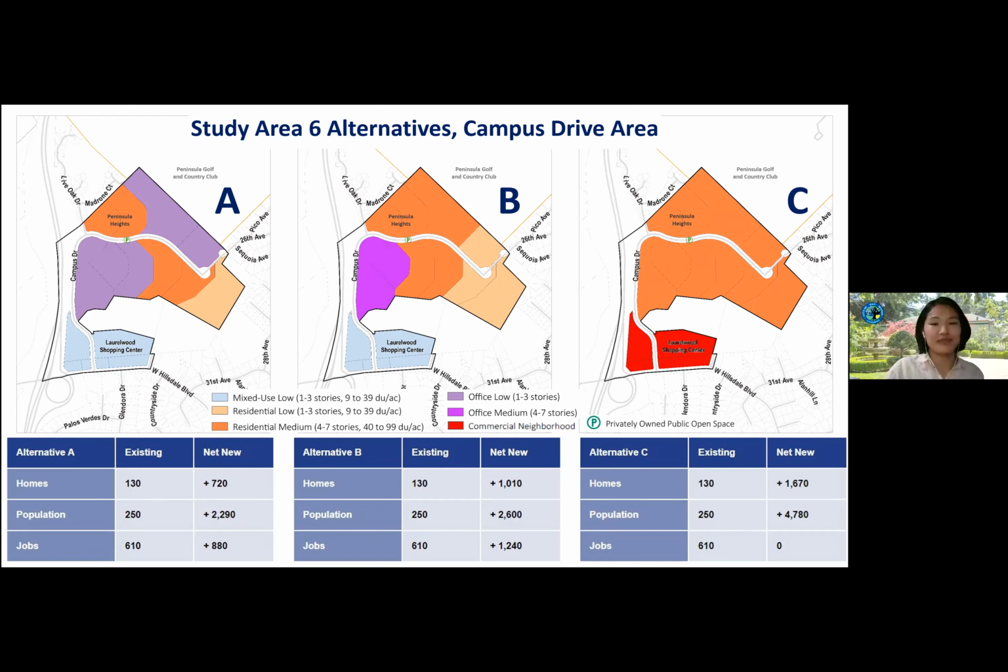Thanks, Rendell. And then there's a comment that alternative A is the best unless 26th Avenue is opened up to Campus Drive. Great, thanks, Mary. Right, so if there are no more comments, I'm going to move on to the last two study areas.